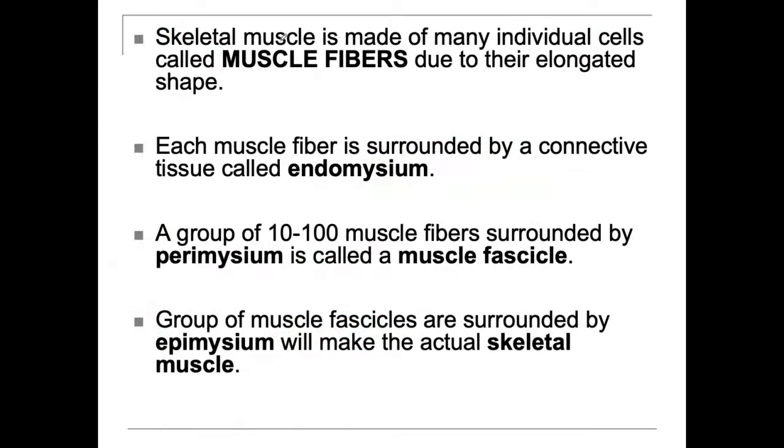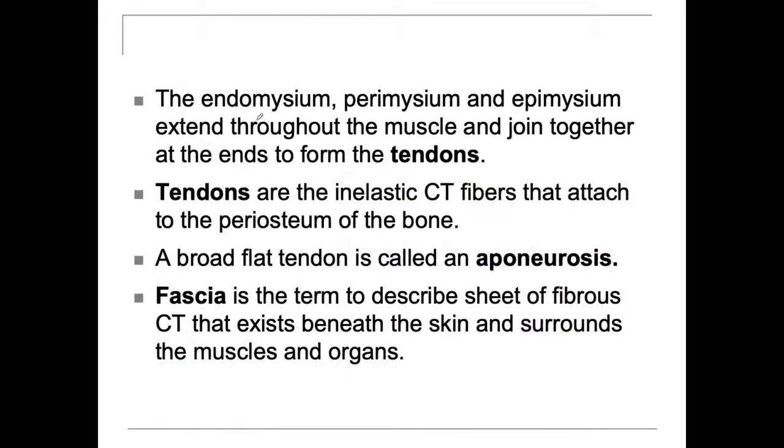Okay, so skeletal muscles are made of individual cells. These are called muscle fibers, and each muscle fiber is surrounded by connective tissue called an endomysium. A group of 10 to 100 muscle fibers surrounded by a perimysium, that's what we call the muscle fascicle. And a group of fascicles surrounded by connective tissue, that's called epimysium. Okay. You have the endomysium, the perimysium, and the epimysium.